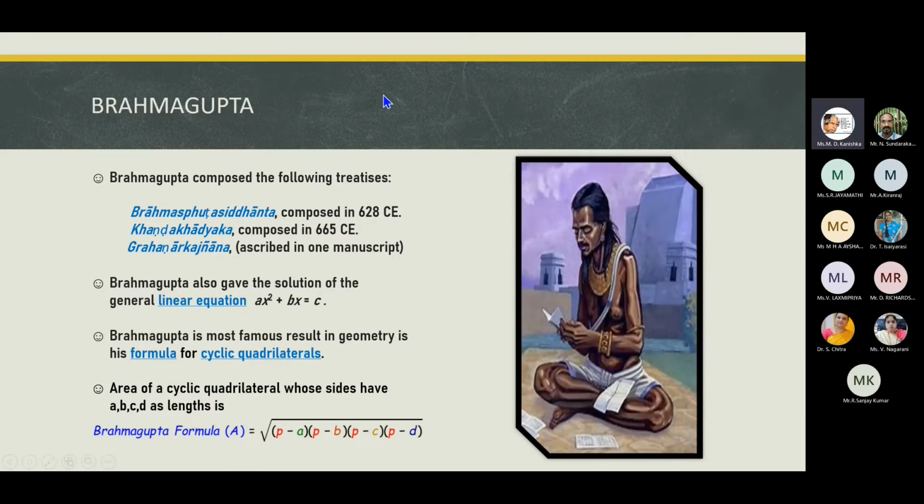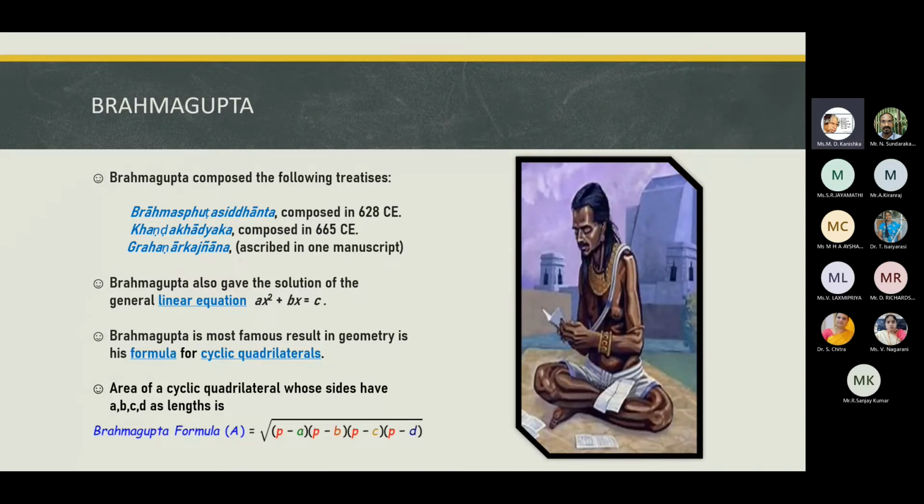Brahmagupta composed the following treatises. Brahmasphutasiddhanta, composed in 628 CE. Khandakhadyaka, composed in 665 CE. Grahana Kanjana, described in a manuscript.